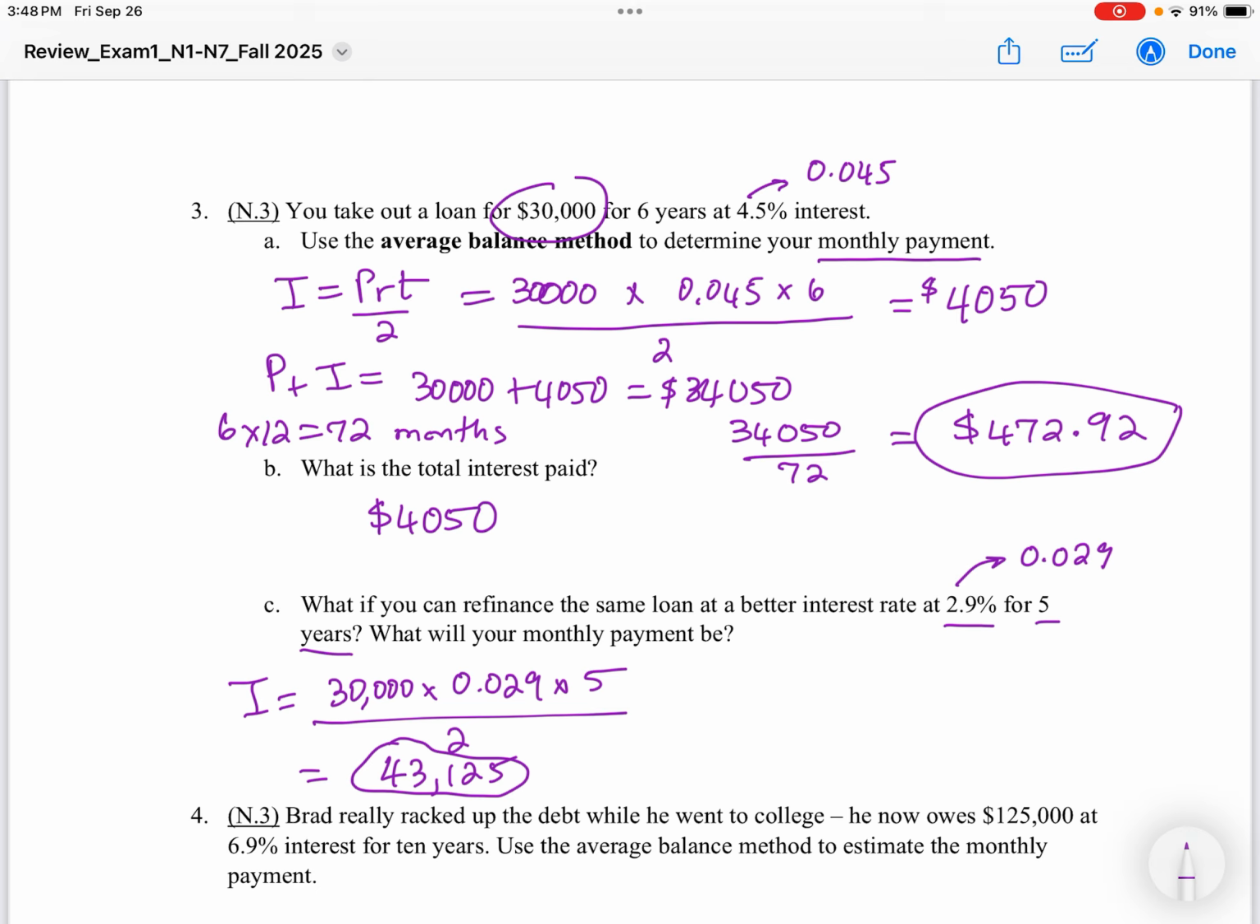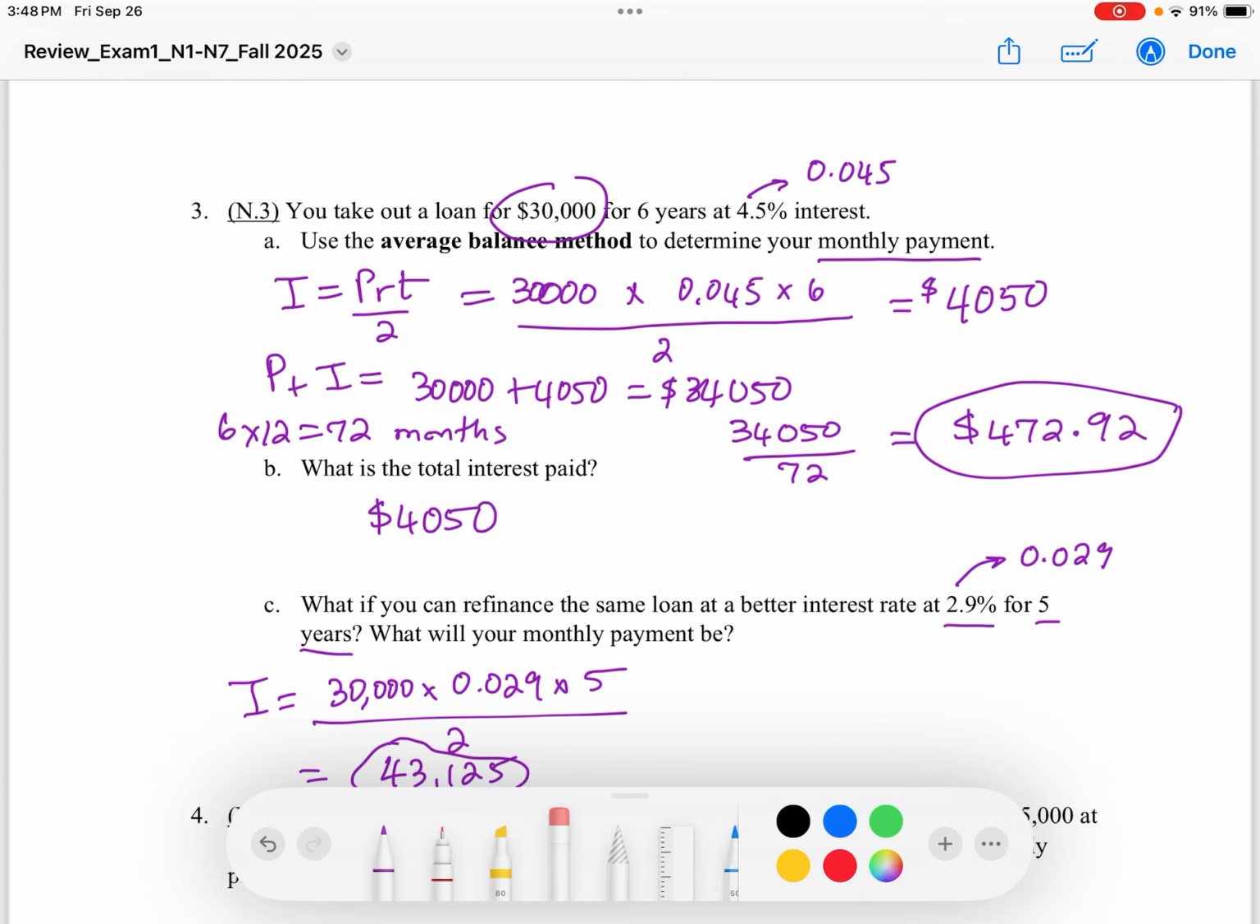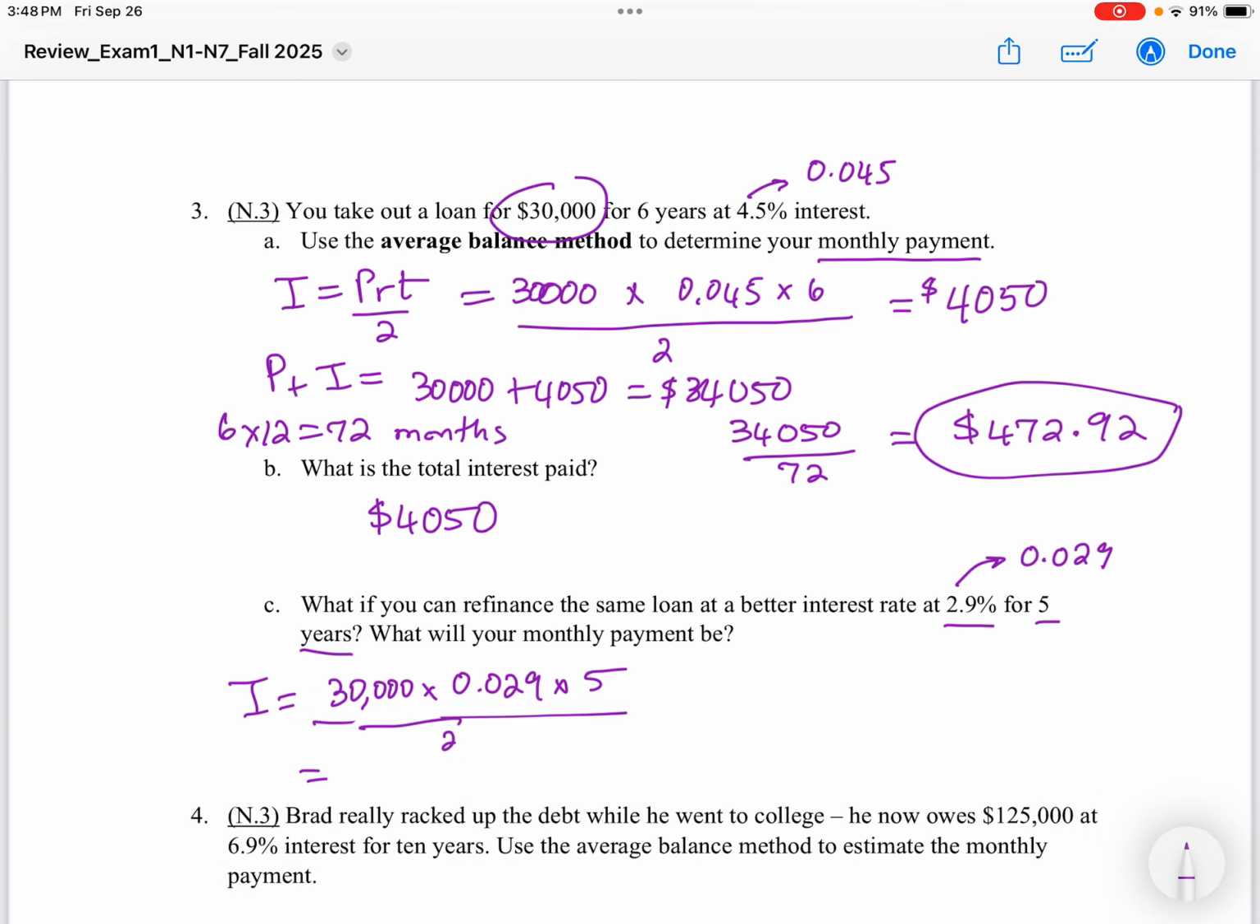Oh, hang on. I have a mistake there. I was looking at the wrong question. So this should really be over 2. And when you type this into the calculator, you should get 2,175. Okay, I knew something wasn't right because the interest should be less than what we paid before. Okay, because we have fewer years and lower interest rate.